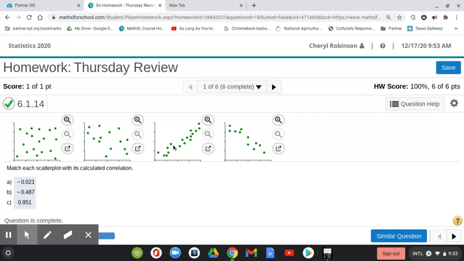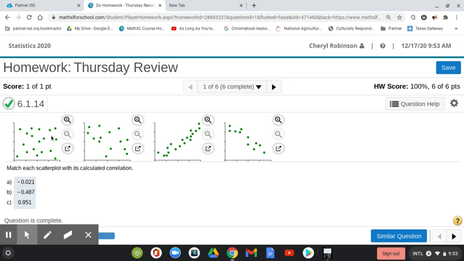Like this third one is the straightest positive one. So you're going to look for the number closest to 1. And so that is the 0.951. And then this fourth one is the closest to -1. So when we look at this, that's a negative 0.923. And so that's how you just match them up.